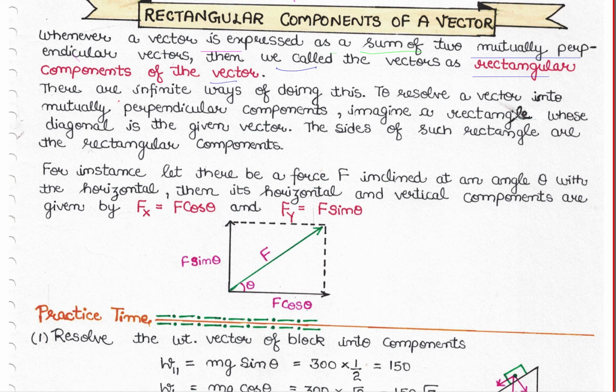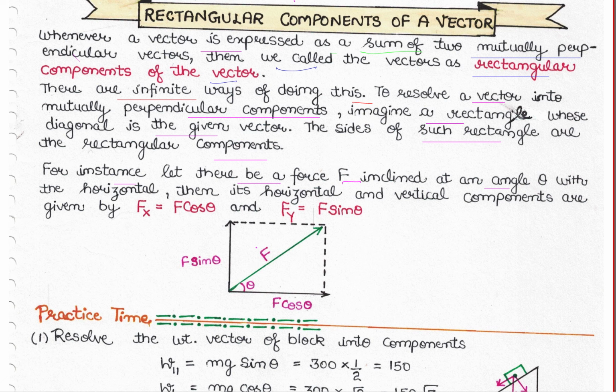Okay. There are infinite ways of doing this. To resolve a vector into mutually perpendicular components, imagine a rectangle where the diagonal is the given vector. The sides of such a rectangle are the rectangular components. For instance, let there be a force F inclined at an angle theta with the horizontal.